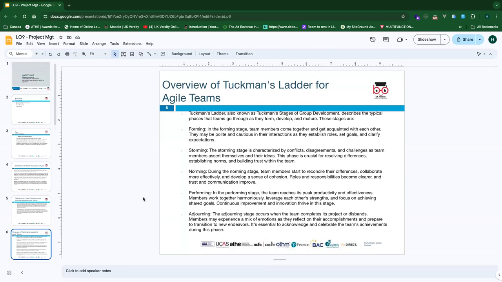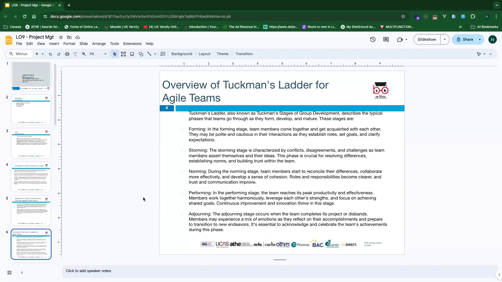And then the storming is characterized by conflict, disagreement, and challenges. So we all know that in every team, and in most companies, they have conflicts and they have disagreements. So that is what the storming phase is all about. This phase is crucial for resolving differences, establishing norms, and building trust within the teams.